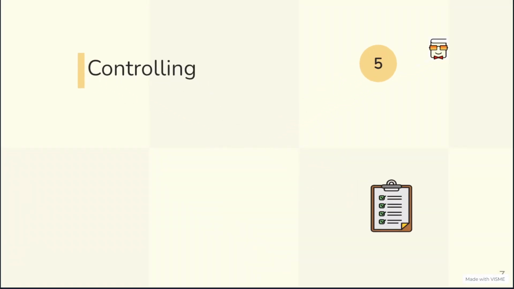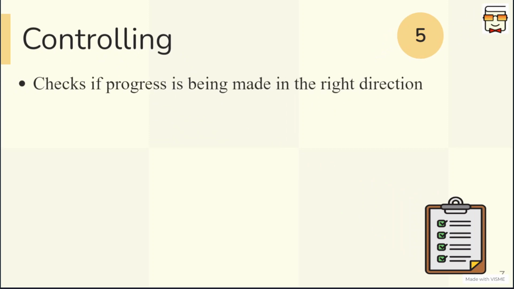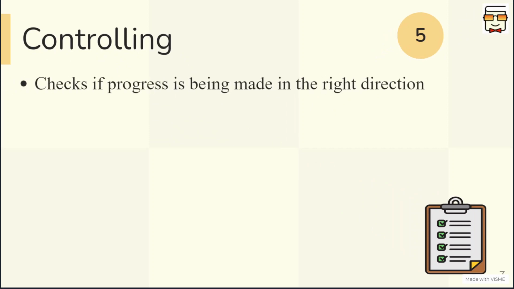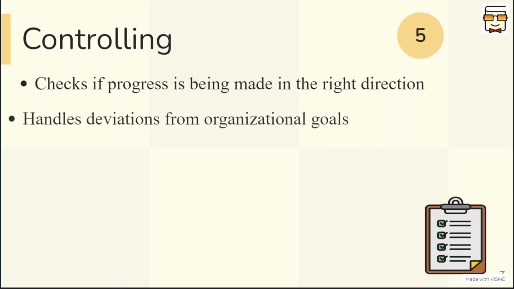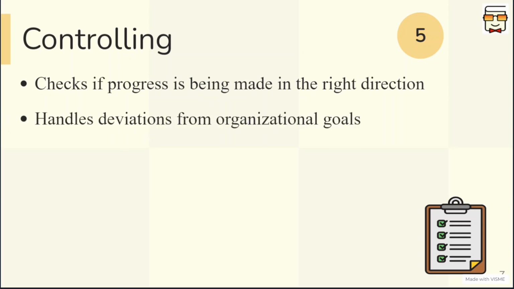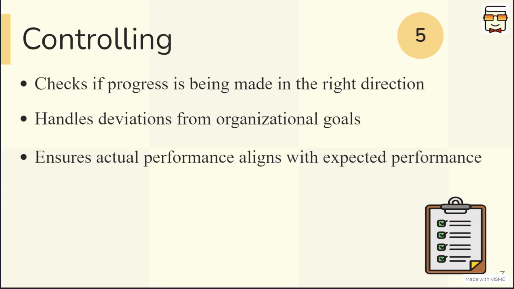Now comes the last function of the management, which is the controlling phase. Now, controlling basically focuses on the progress that is being made by the employees. So, if there is a plan that has been established by the organization and the employees are working on it, this phase basically checks whether there is any deviation from the plan, and how it can be handled in the best way possible so that the organization's goals can be achieved within the timeline with minimal risks.